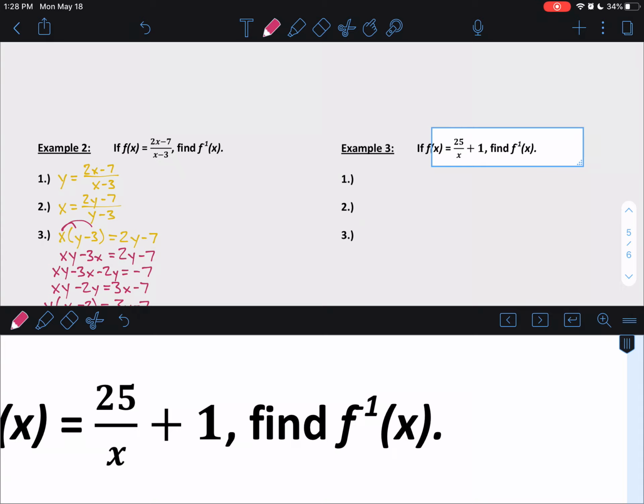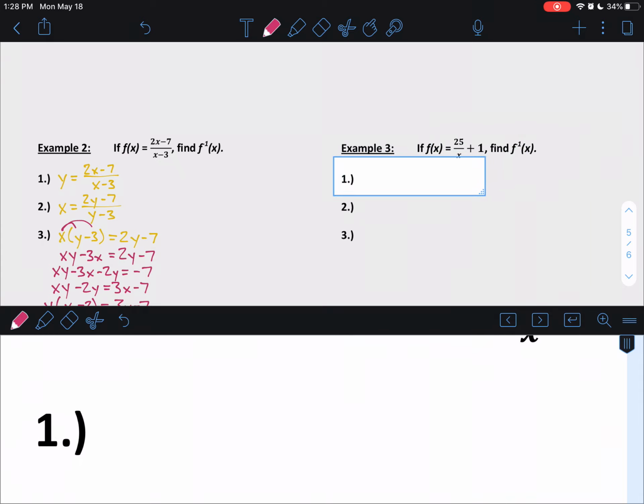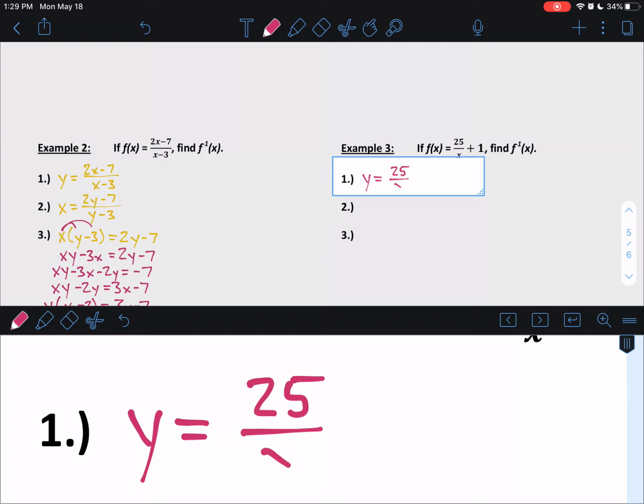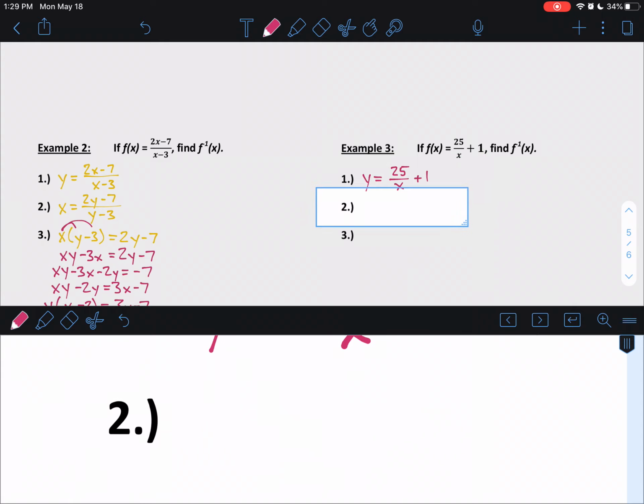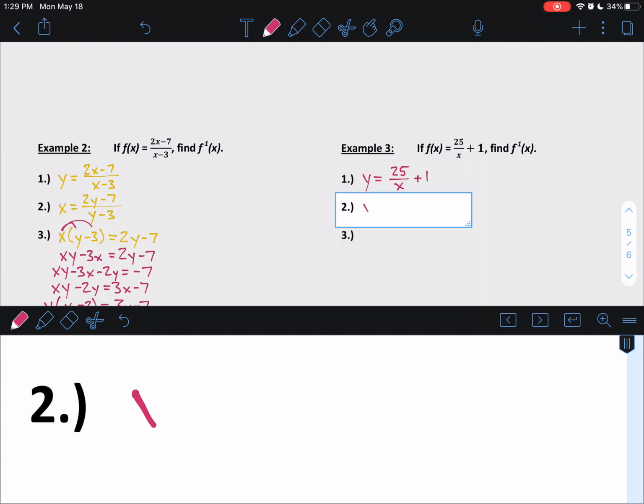Example 3 is going to be pretty similar. So, first step with example 3, replace f of x with y, just like all the others. So y equals 25 over x plus 1. Next step, switch x and y. So x equals 25 over y plus 1.